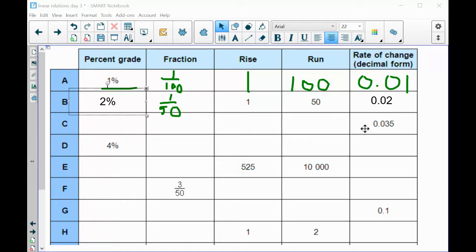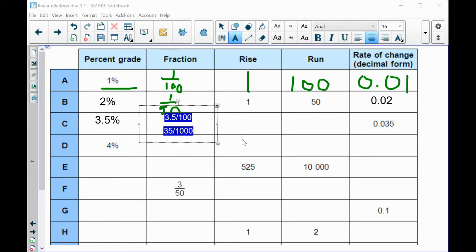So let's change that to a percent first. So we have 0.035 as a decimal. We're going to change that to a percent, which is going to give us 3.5%. Now to change a percent to a fraction, remember we can put it over 100, but also remember we don't like decimals in our fractions. So to take our 3.5 over 100 and turn that into a fraction that doesn't have decimals in it, we multiply the top and bottom by 10, and we end up with 35 over 1,000.